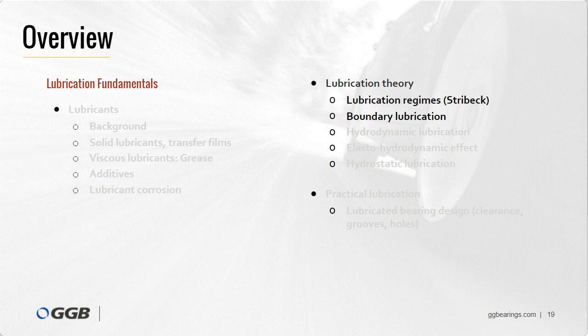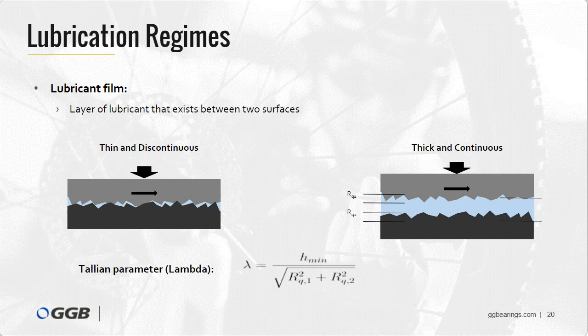Quick on boundary lubrication, let's start talking about the Stribeck curve. Okay. So you've got a lubricant film here. And so you've got a layer of lubricant that exists between the two. On the left, we show that you've got contact between the two with lubricant in the system. And on the right, you've got a continuous film.